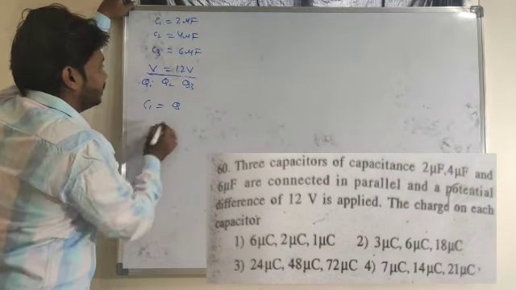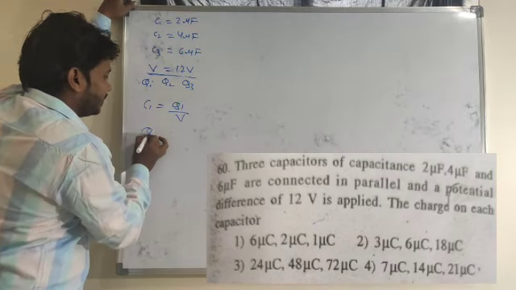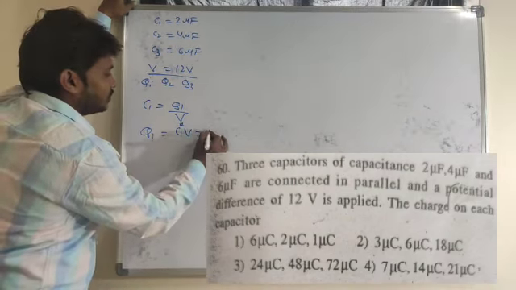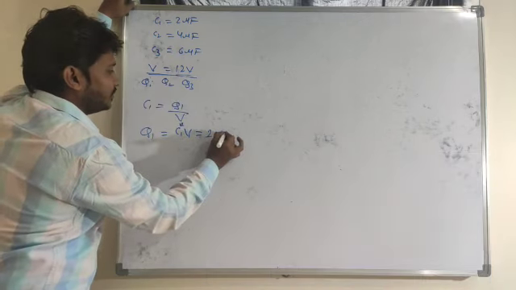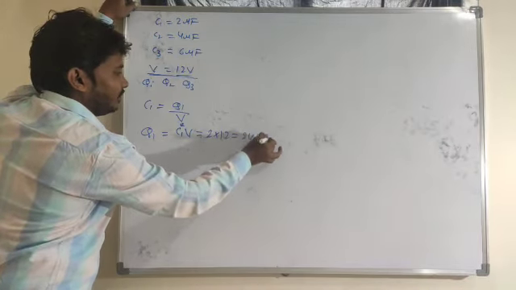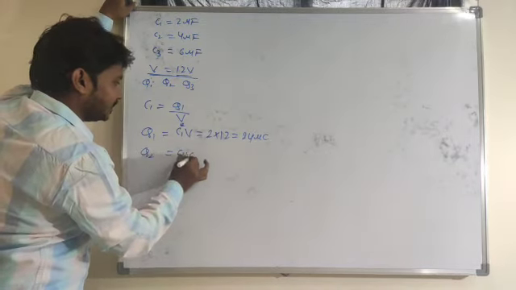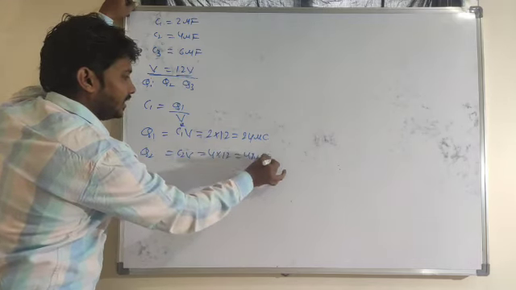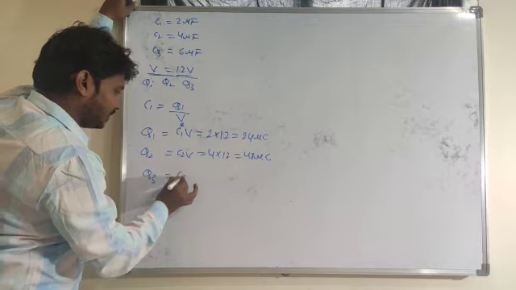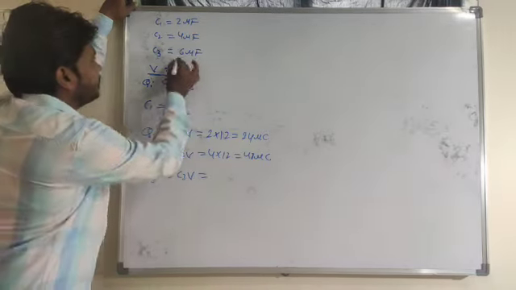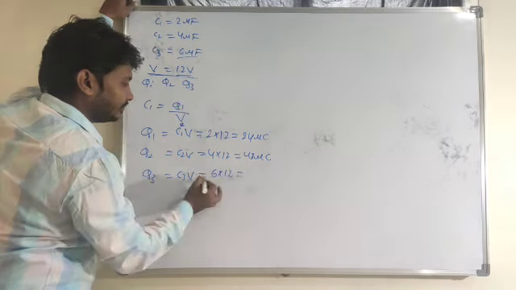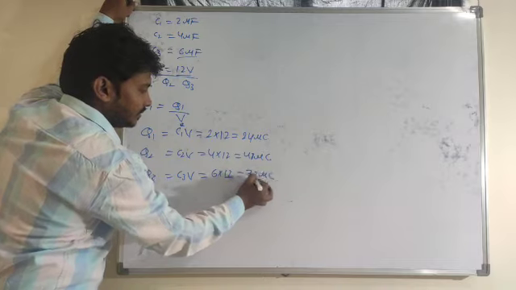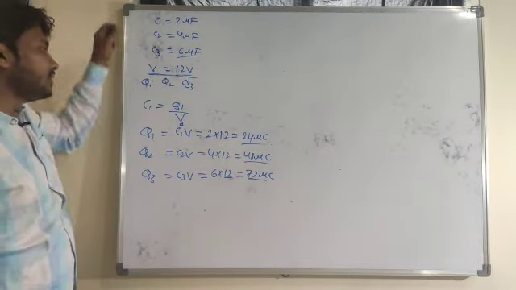So Q1 is equal to C1 into V. C1 is 2, V is 12, so 24 microcoulomb. Q2 is C2 into V, so 4 into 12, 48 microcoulomb. Q3 is C3 into V. C3 value is 6 here, 6 into 12, so 72 microcoulomb. So these are the individual charges here.